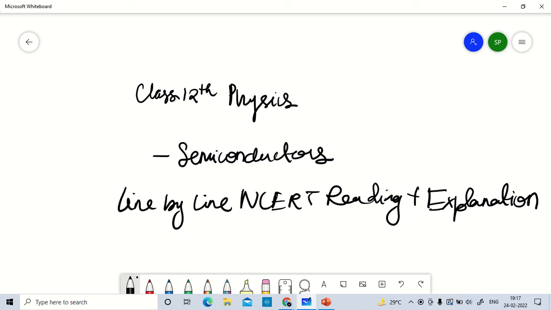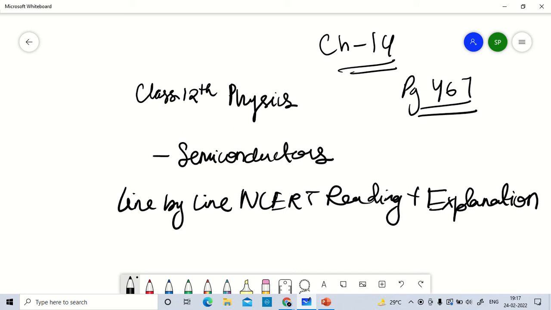So please open, this is the last chapter, chapter 14 of your part 2 class 12 physics textbook NCERT, page number 467. I won't be sharing the PDF. I prefer that all of you take a pencil or highlighter and underline together with your NCERT textbook as we go ahead. Okay, so let's get started.